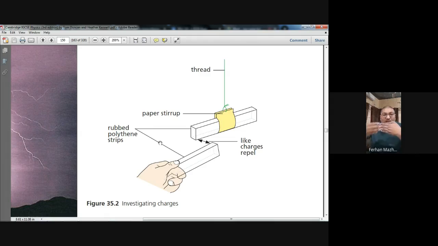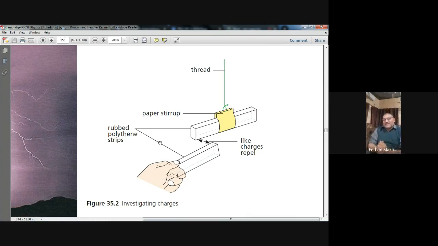If you bring the second rod near the first rod, the first will move away. It will be repelled. You will get the feeling that they are repelling each other. Both the rods are polythene rods, both have been rubbed with the same cloth, and when we bring them close to each other, they repel each other.